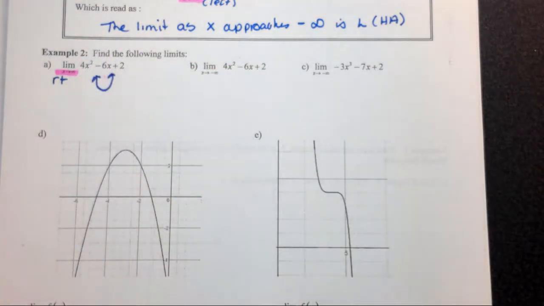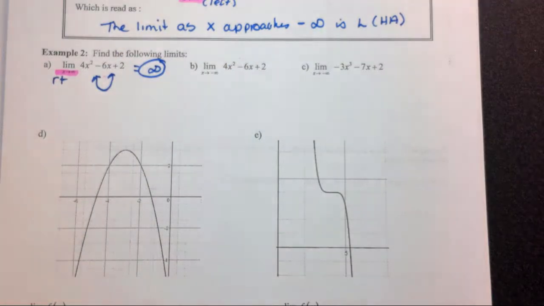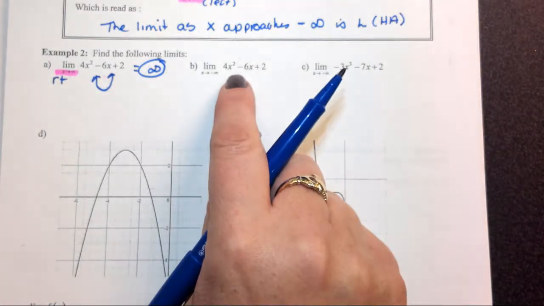So now again, just do a quick little sketch. All right? So now what's happening with the behavior as x approaches positive infinity? It's pointing up, so it's pointing towards what? Infinity. So there's your answer. So anytime they ask you for limits as x approaches positive or negative infinity, it's the end behavior. Or you can have an asymptote.